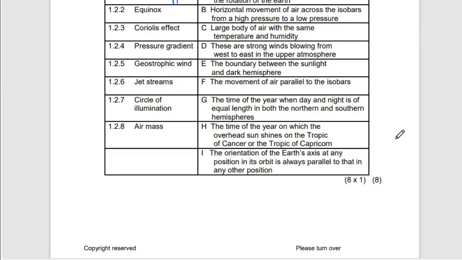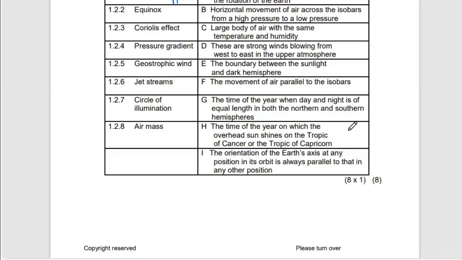So it implies that if the sun is shining over the Tropic of Cancer, it's a summer solstice in the north, where they have a longer day and a shorter night. But when it is over the Tropic of Capricorn, 23.5 degrees south, it implies that it will be summer solstice and we are having a longer day and a shorter night in the southern hemisphere. Right, let's move on to the next question.